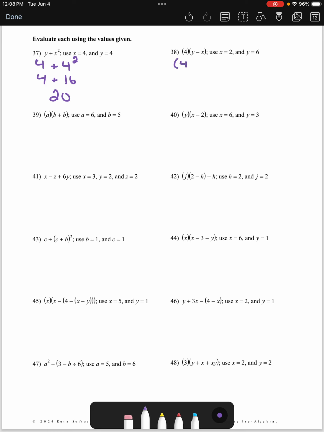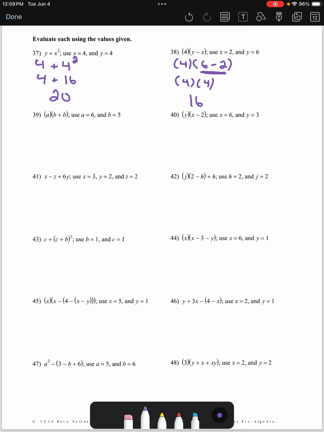In number 38, we have this 4, y is supposed to be 6, x is supposed to be 2. So I'm replacing the y with a 6, the x with a 2, and now looking at this and going, okay, order of operations, I know, do 6 minus 2 first, and then 4 times 4 is 16.